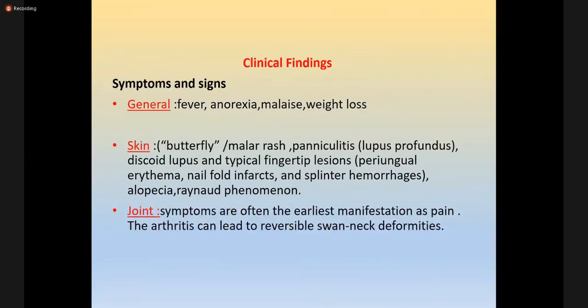So let's begin with the clinical findings. As I mentioned, it is a disease which affects almost all the organs of the body. It is actually not limited to any one organ. So you can find any system to be involved. And you have to think about systemic lupus erythematosus when there is involvement of more than one organ. For example, the patient is having involvement of the skin, joint, and heart. You have to think of SLE.